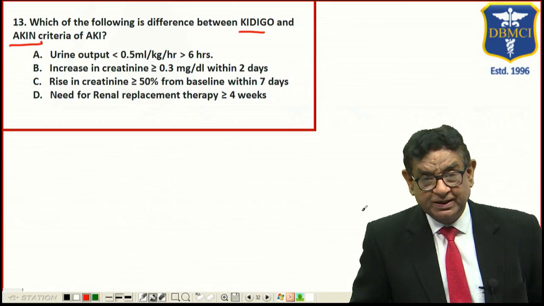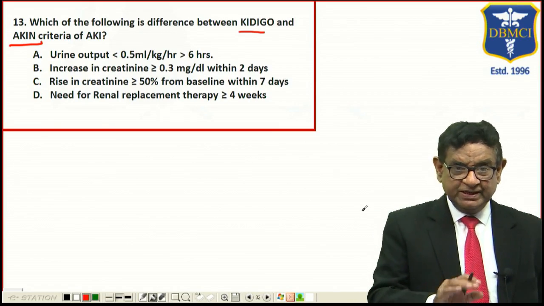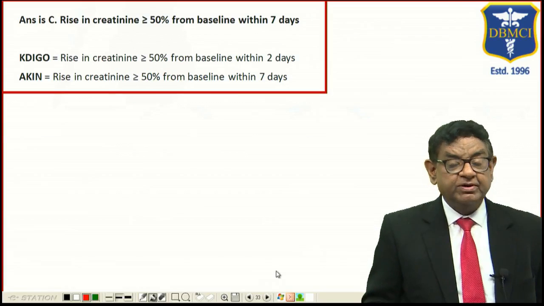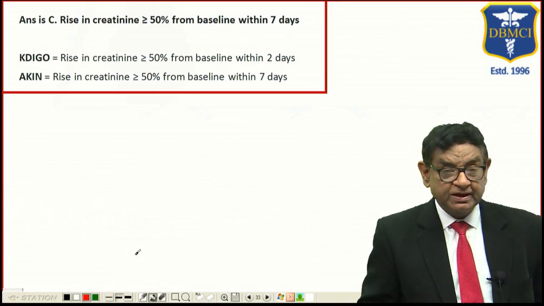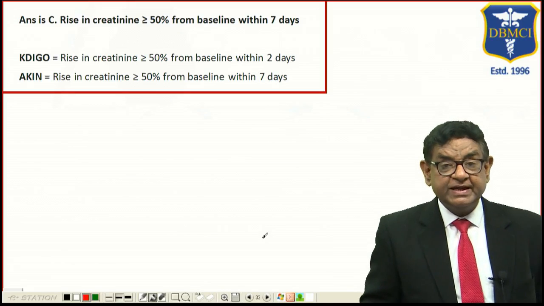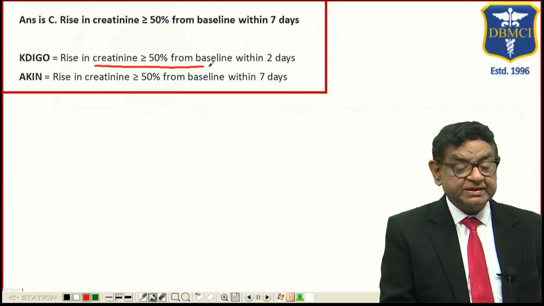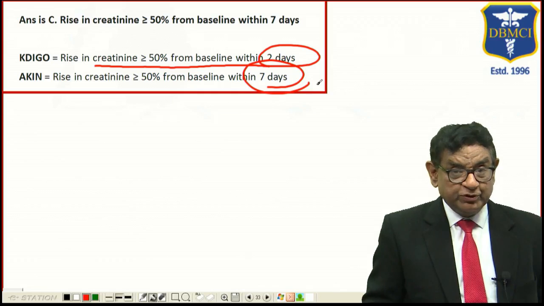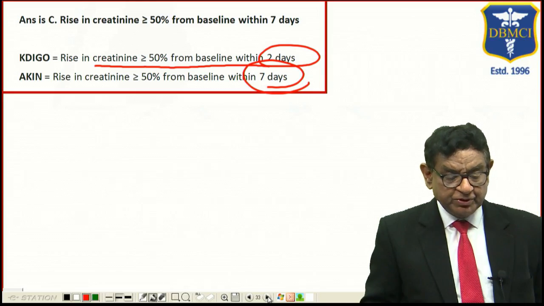Now, this is the question. You can stop the video for a second, note down the question, and see what the answer is. Then you check the answer. So now I presume you have written the answer also. The right answer is rise in creatinine, option C. Remember, in both KDIGO and AKIN, criteria A, B, and D are the same. The only difference is C. In KDIGO, the rise in creatinine is found within 2 days. In AKIN, the same is within 7 days. So I hope now you are much wiser, enriched by some new extra information.